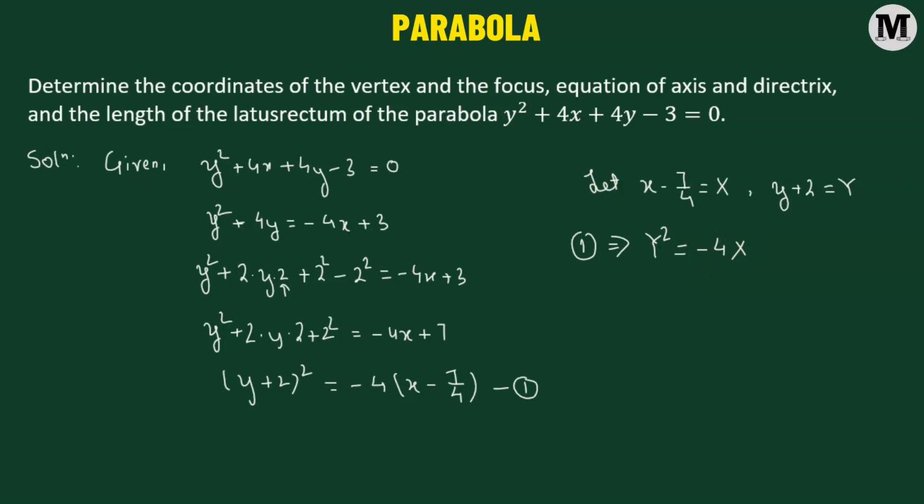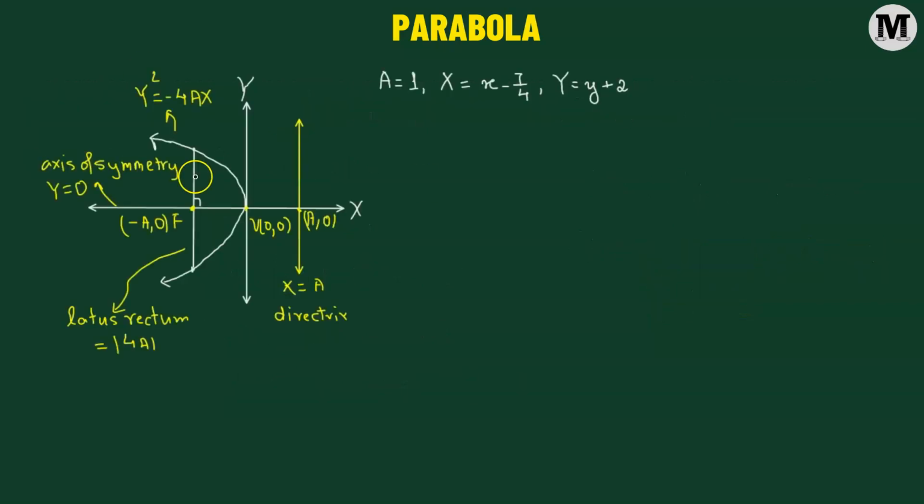Now this is a parabola which is expressed in the standard form y squared equals negative 4ax, where the value of a corresponds to 1. So we're going to use this value. Now what we'll do, we'll try to understand the graph of Y squared equals negative 4X. Now this is a parabola which is left facing. So here we have the parabola y squared equals negative 4ax, and we are representing this parabola with respect to the new coordinate system X and Y.